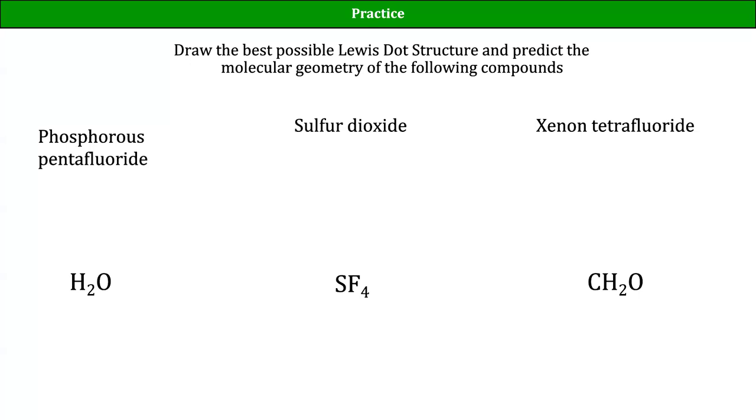How many electrons have I used so far? 10. How many do I need to put around each fluorine? Any or total? How many does fluorine want? 8. So it's another 6 around each fluorine, right? How many fluorines do we have? 5. So 5 times 6, that's going to use up all of our electrons. Nice when everything works out cleanly like that, right? Everything satisfied here? Yeah. We use the right number of electrons. Everything has a full valence.